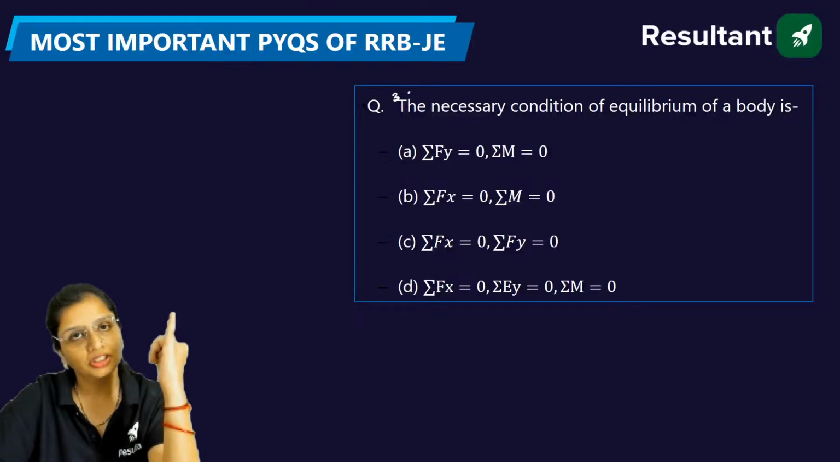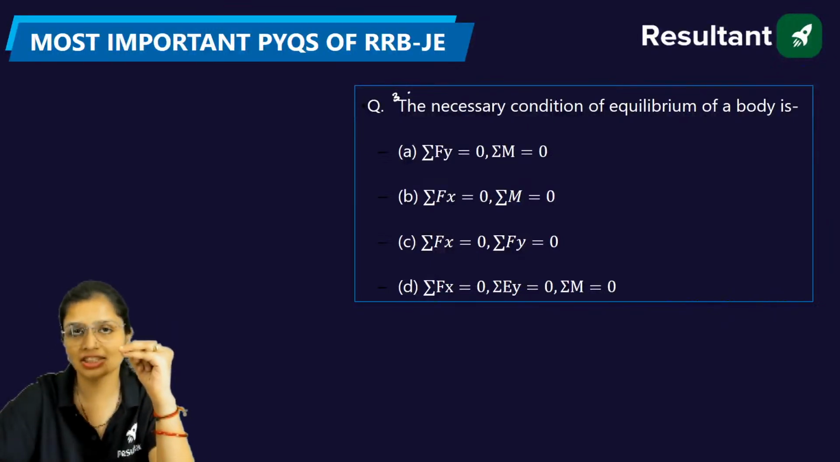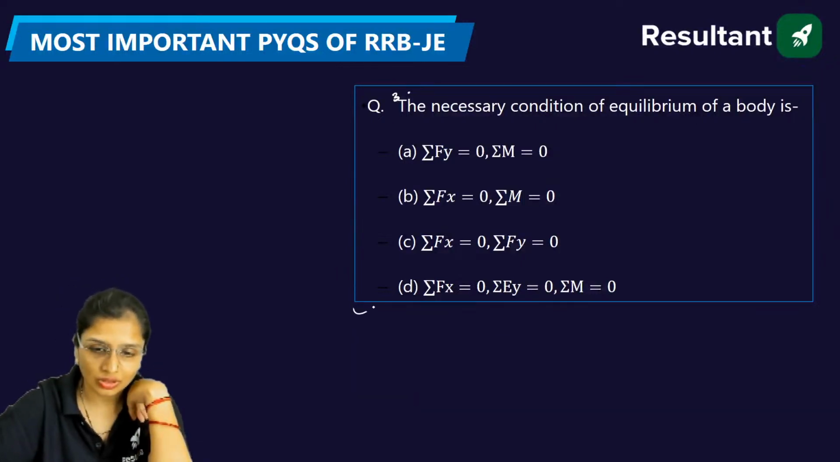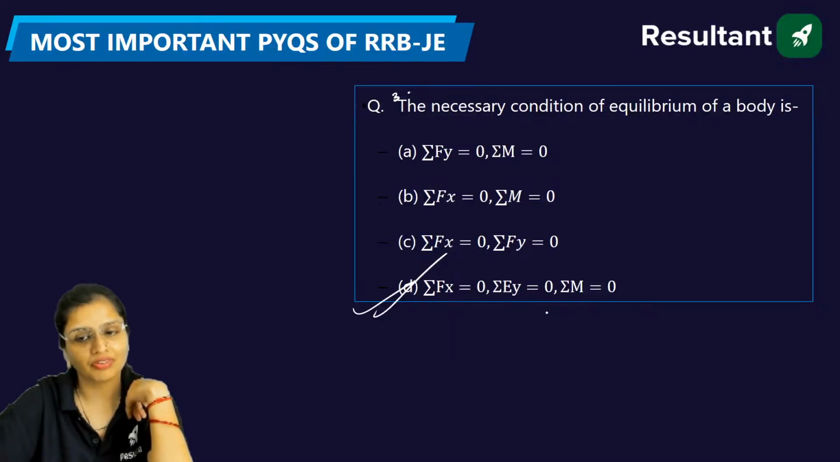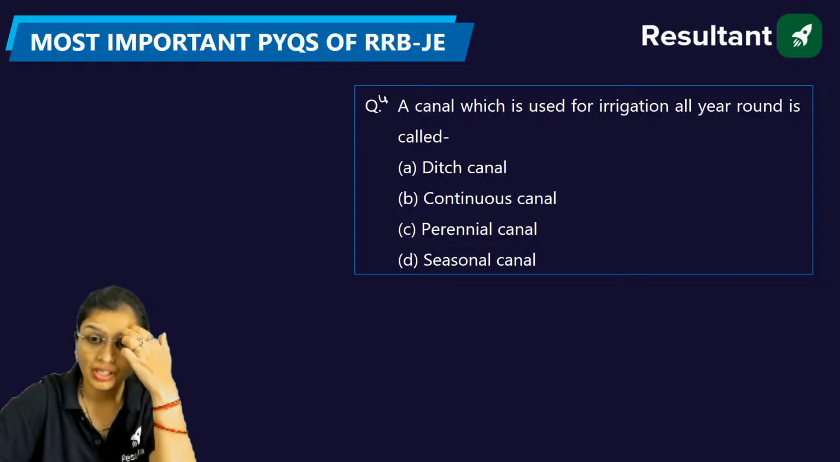Correct. Summation of horizontal forces, that means sigma Fx is 0. Summation of vertical forces, that is sigma Fy is equal to 0. And the moment about any point is also 0. So D is the correct one. Sigma Fx, sigma Fy, sigma M. Okay, correct.